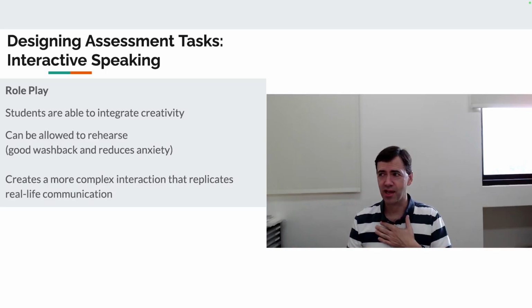If I get to play the idiot with bad English, that's great because now I don't have to show you my real voice or my real personality. For a lot of students, actually, that's a good way for them. However, this could be good, this could be bad. It creates a more complex interaction that replicates real life communication. So it can be challenging for students, but it's definitely more authentic.